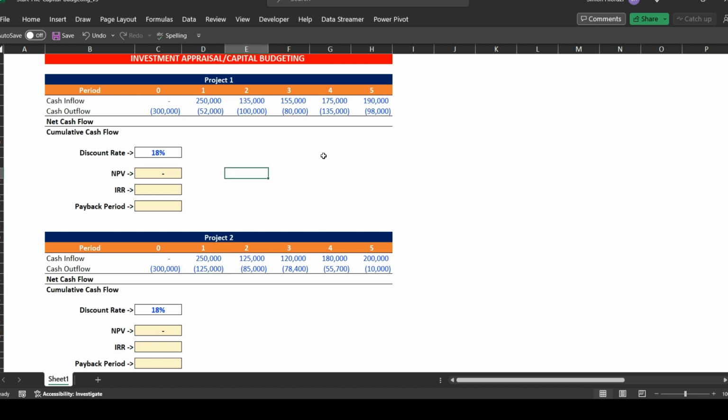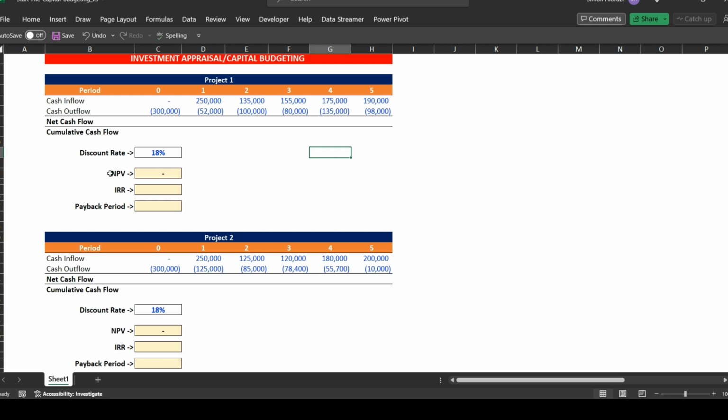Now, because of capital constraint, these two projects you can only undertake one at a time. That is, they are mutually exclusive. So, in order to assess which of the projects will be viable, we have to look at some KPIs.